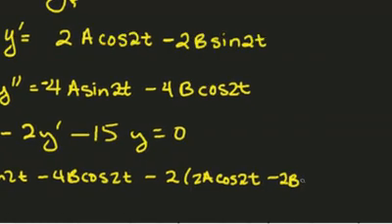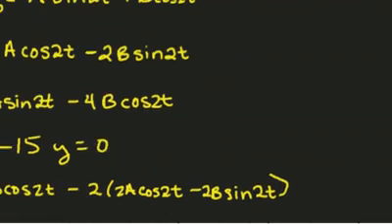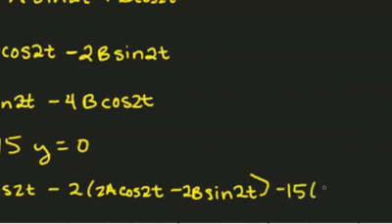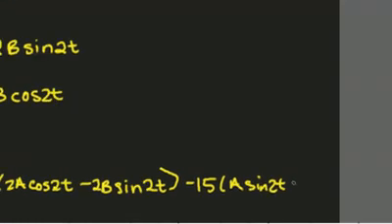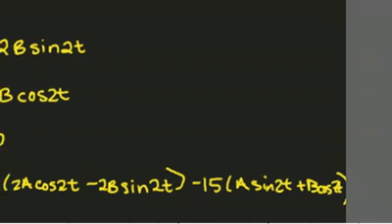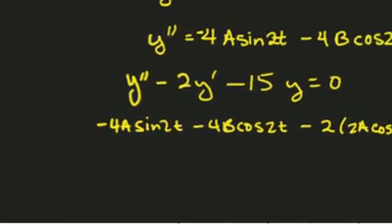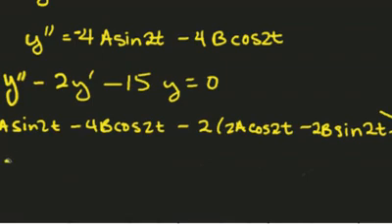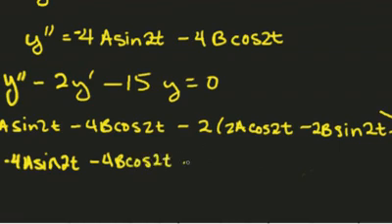Minus 2b sine 2t. And then minus 15y, which is the original proposed particular solution. Ooh, running out of space. Can I squeeze it in? Just barely. All right, now you simplify. So that's simplified. I'm going to have to distribute, so it's going to be a negative 4a sine. You can see it can get tedious, even more tedious than this.